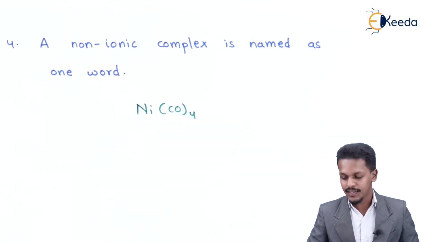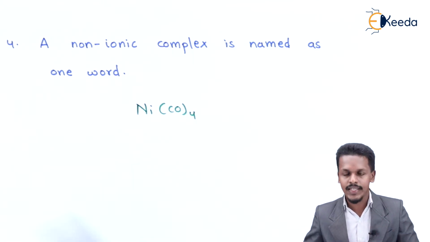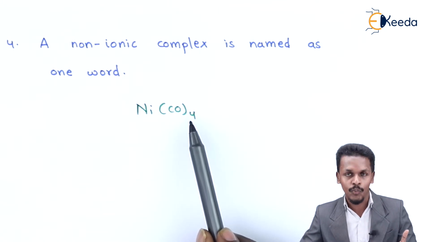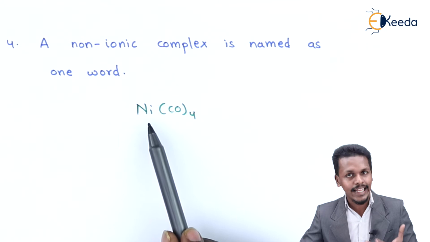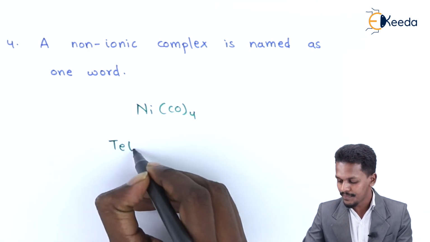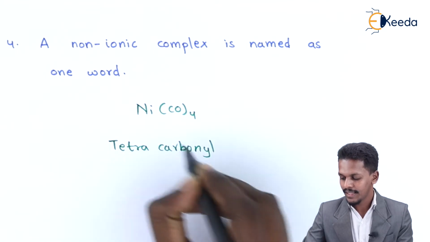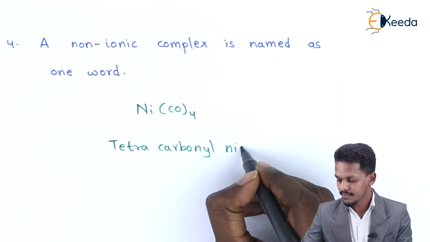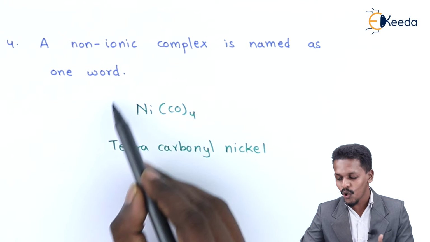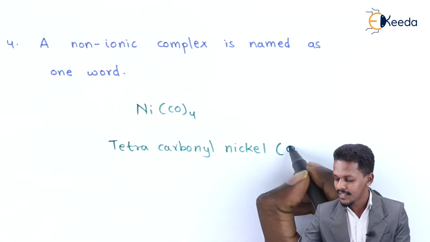But how can we name this? The name is given following the first rule and second rule that we have discussed. Here we can find that there are 4 moles of carbonyl groups, or carbon monoxide, surrounding the nickel, and that's the reason the name of this one could be given as tetracarbonylnickel. But since there is no oxidation state, because the overall complex is a non-ionic complex, I would write it over here as 0.